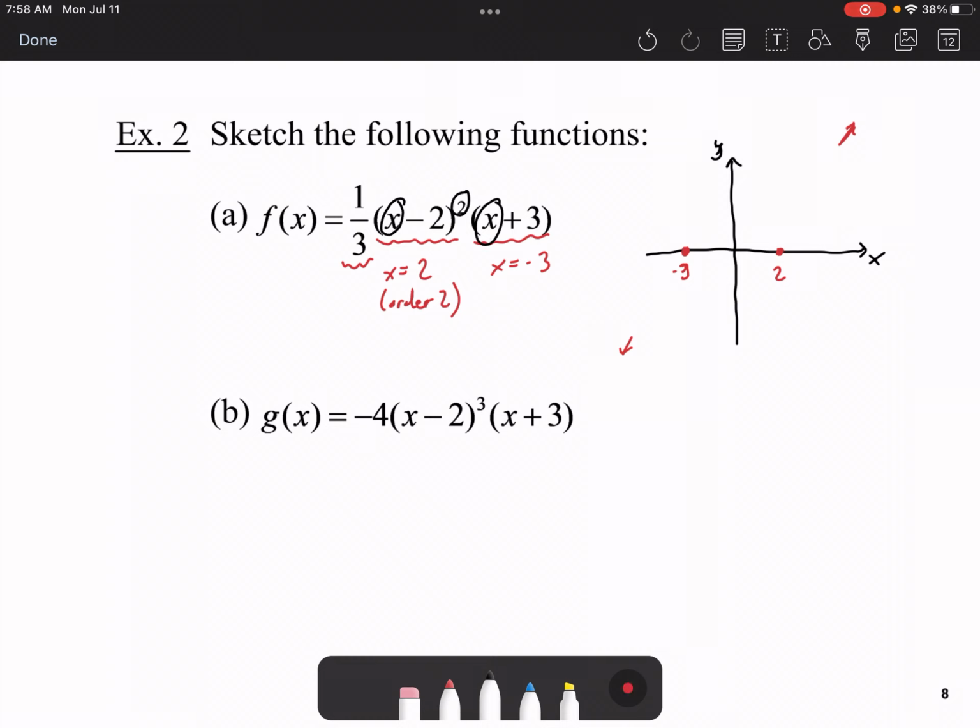Okay, so I know it just bounces off here like that. It's got to be above the x-axis in order to fit, and because the other one is order 1, it's just going to cross right through.